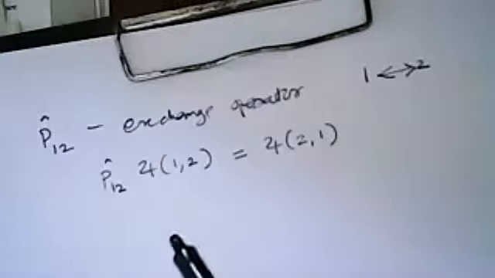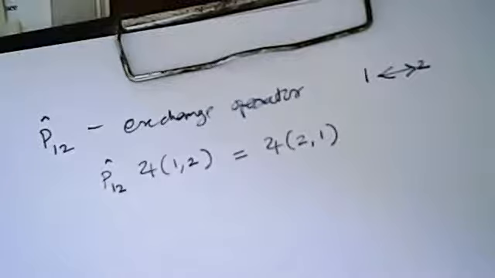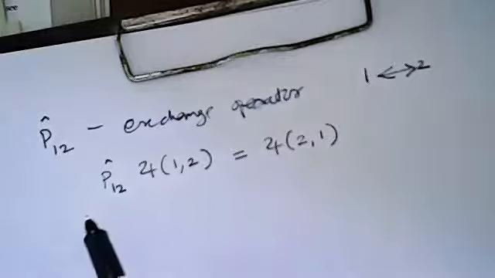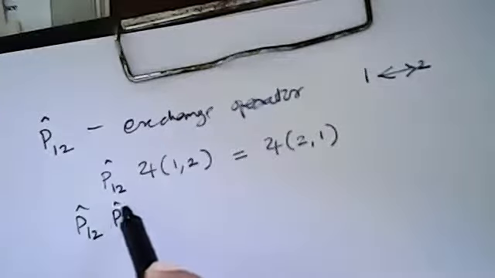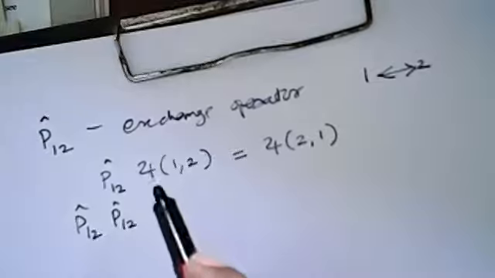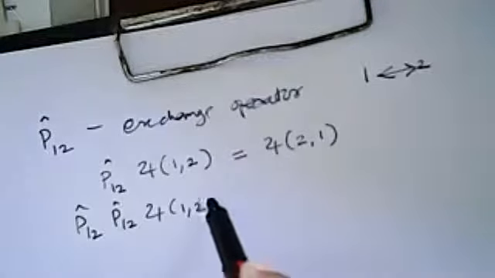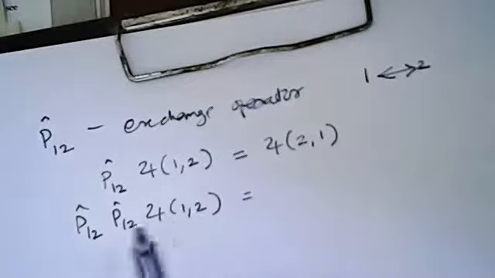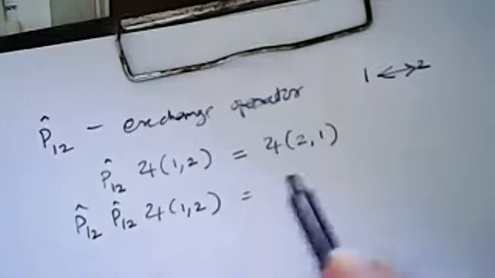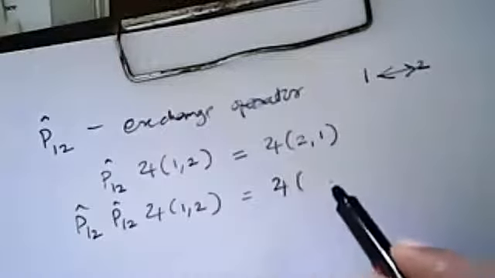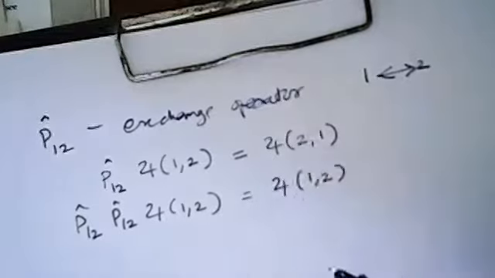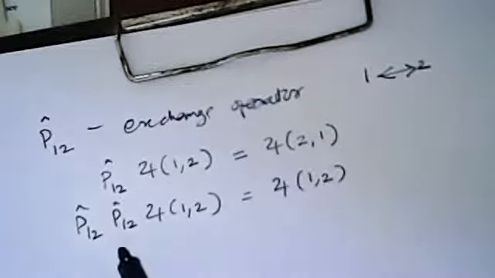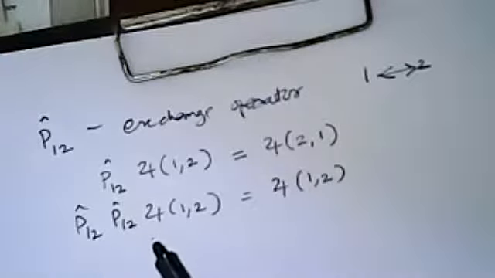Now let P12 act once more on this equation. So P12 acting two times, what is the result? It is psi of 1, 2. Again it gets interchanged. So this one you can write as P12 followed by another P12, which is P12 square.